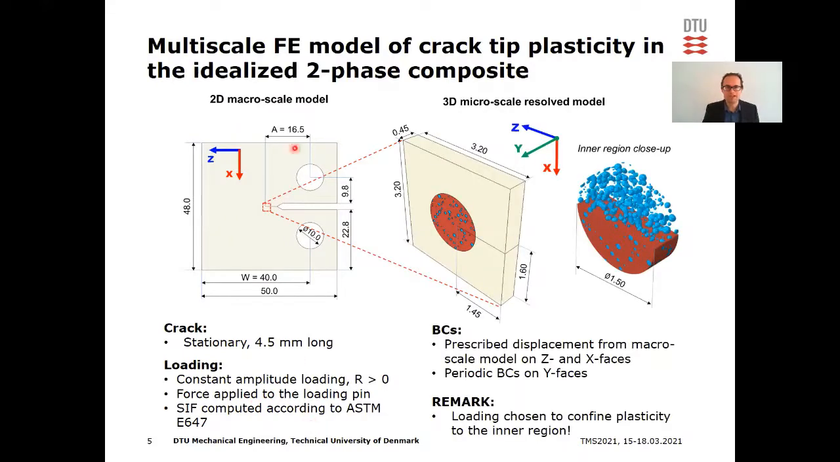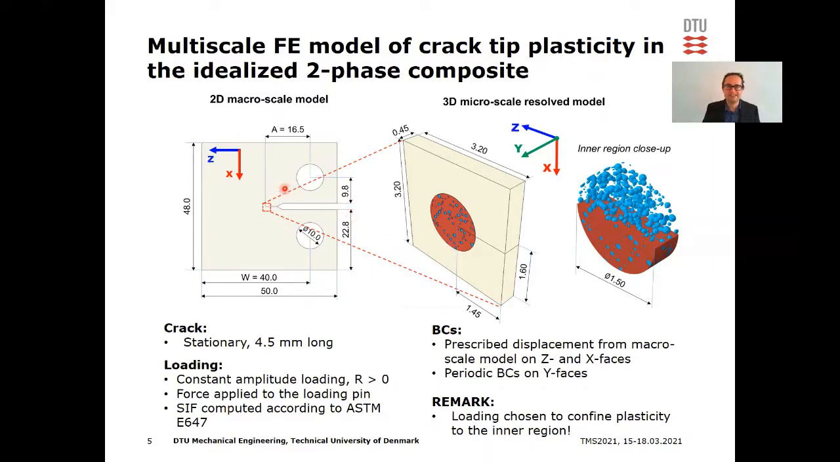So on top of this 2D macroscale model, we also have a 3D microscale resolved model that corresponds to the region surrounding the crack tip. This microscale resolved model consists of an outer region made of homogenized material. So we use the effective properties of the material to describe the behavior in this outer region. And then there is an inner region which is adjacent to the tip of the crack, in which the microstructure is fully resolved. So we distinguish the particles from the matrix.